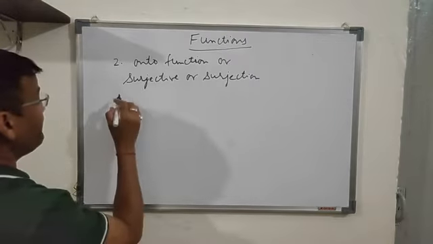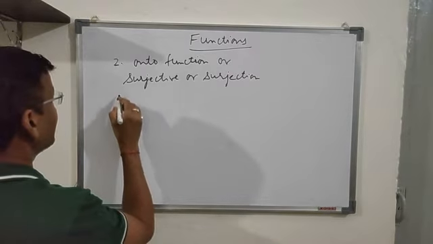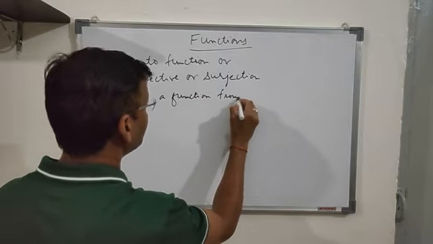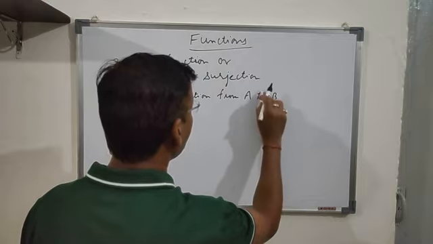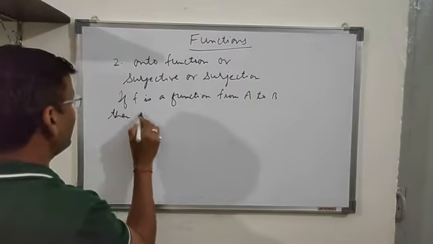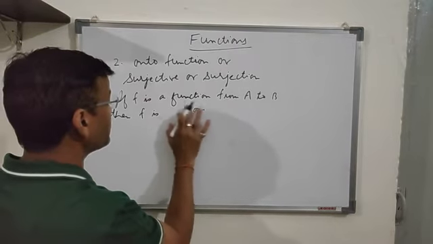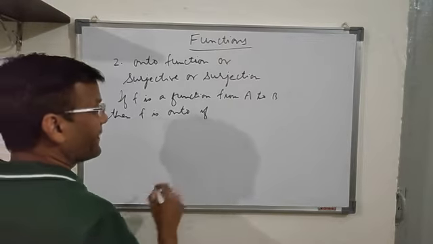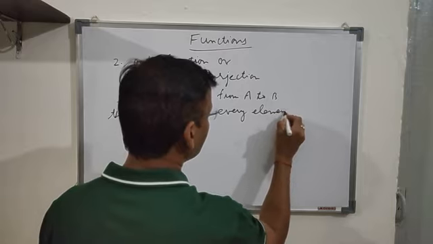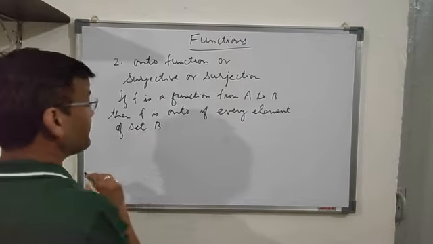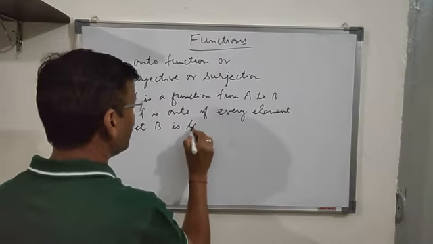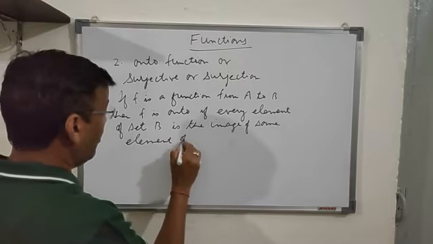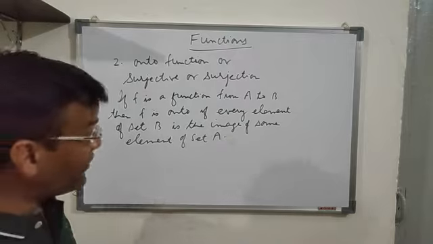Now, if f is a function from A to B, then f is onto if every element of set B is the image of some element of set A. This is the definition of an onto function, or the surjective function.